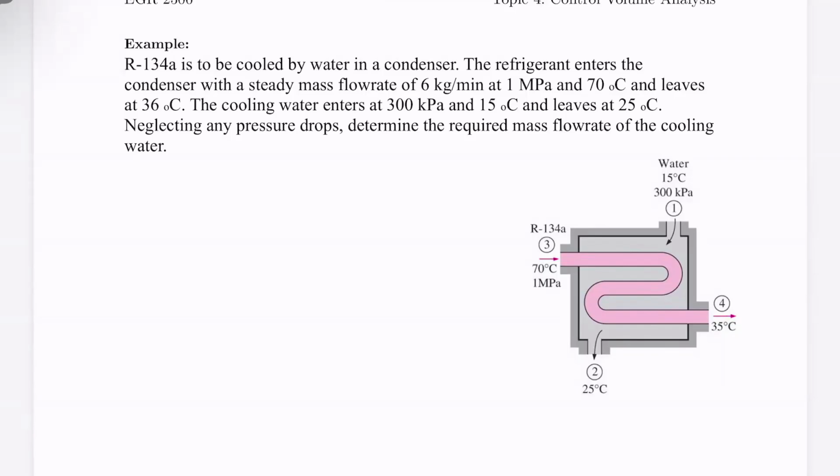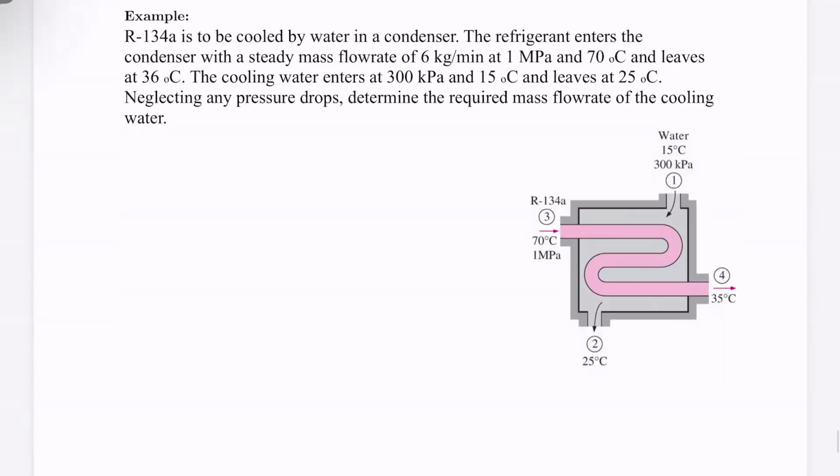Okay, so let's talk about what we should do. So let's write down what we have. So we are given several things. So the pink is R134A. So I'm going to put all of our refrigerant stuff in pink text so we can keep ourselves straight. So we know that the R134A inlet conditions are the following.